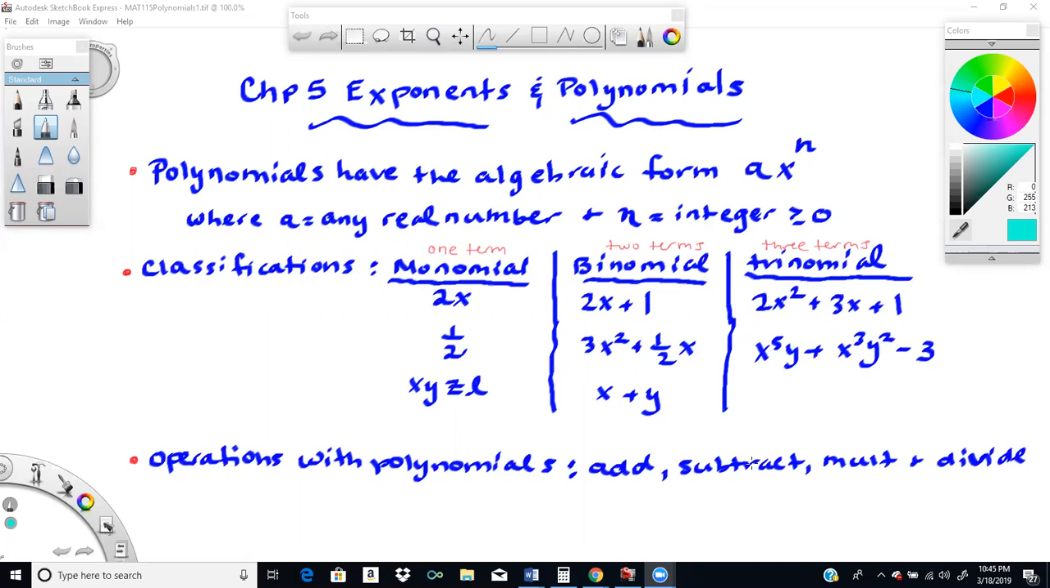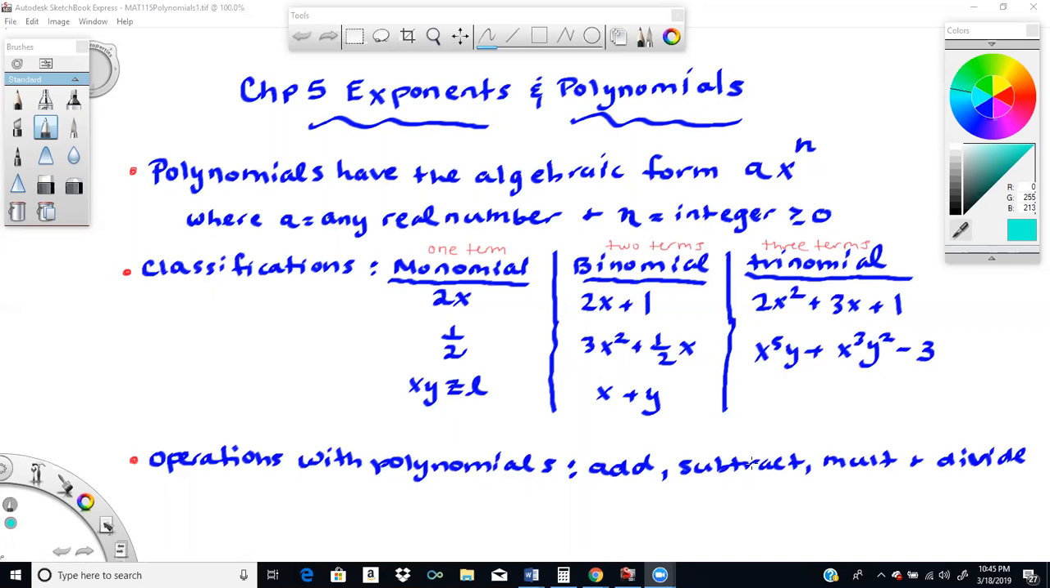So the different classifications of your polynomial, you have monomial, mono meaning one term. Those are some examples in that column. And then you have binomial, bi meaning two, so two terms. And then you have trinomials. And then there's some other classifications, but those are the three main classifications of your polynomials. All right, so we have 1, 2, and 3 terms we'll be dealing with.